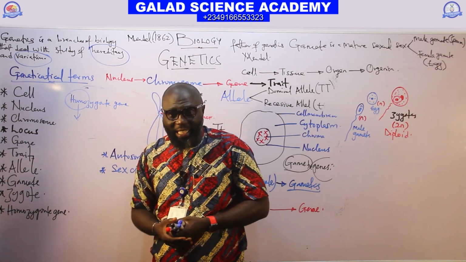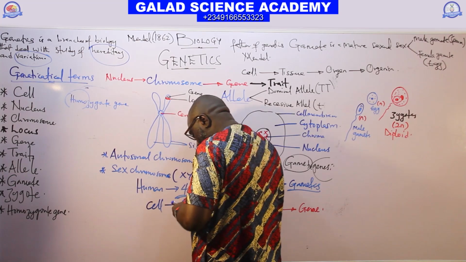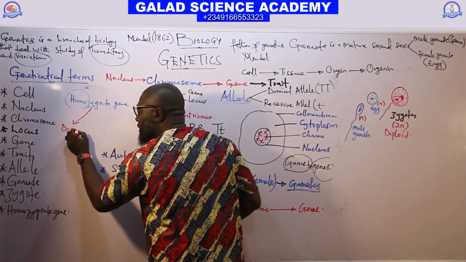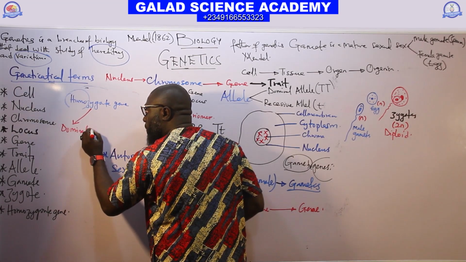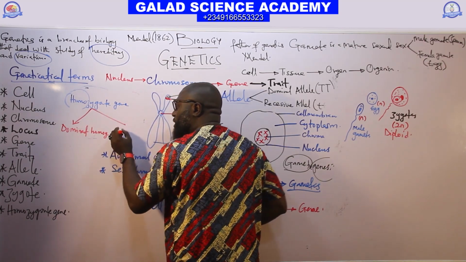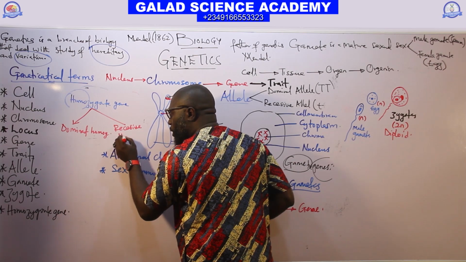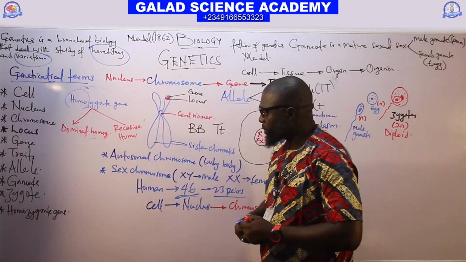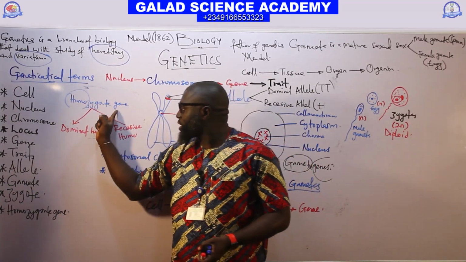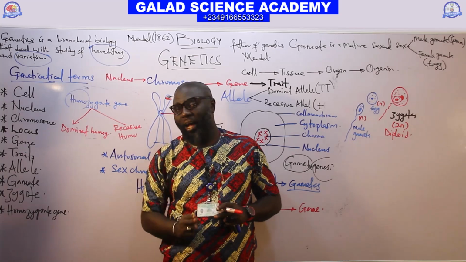For a character. This homozygous gene can now be grouped into two parts. We have dominant homozygous gene, and we also have recessive homozygous gene. Please don't worry about dominant and recessive, I will explain it later. But the homozygous is an organism that has two similar genes for a character.